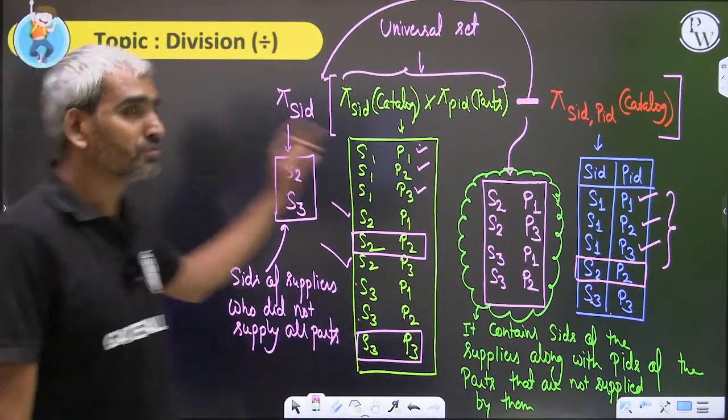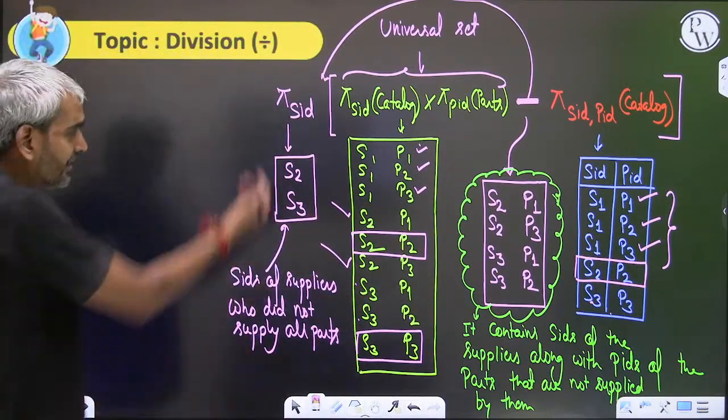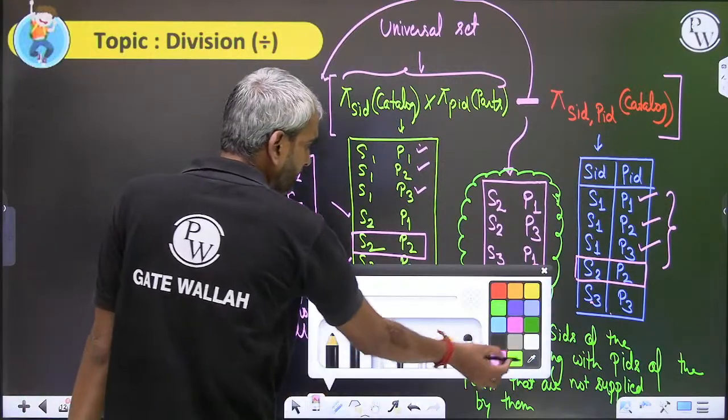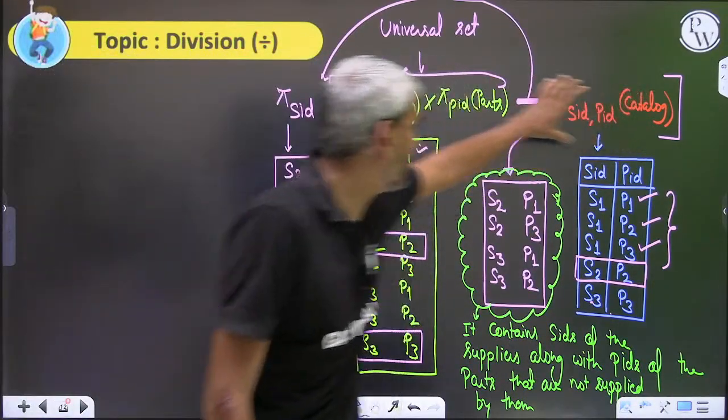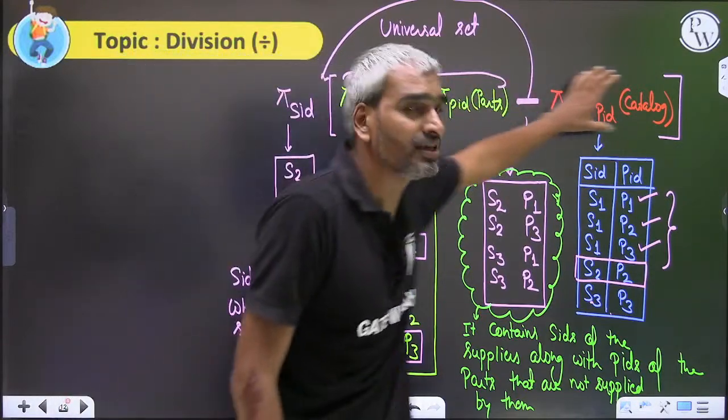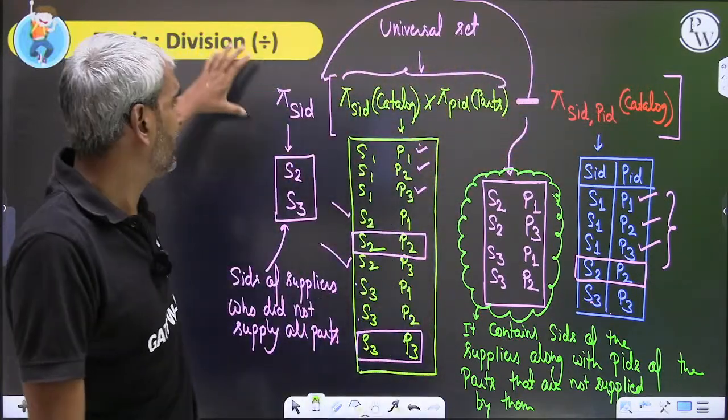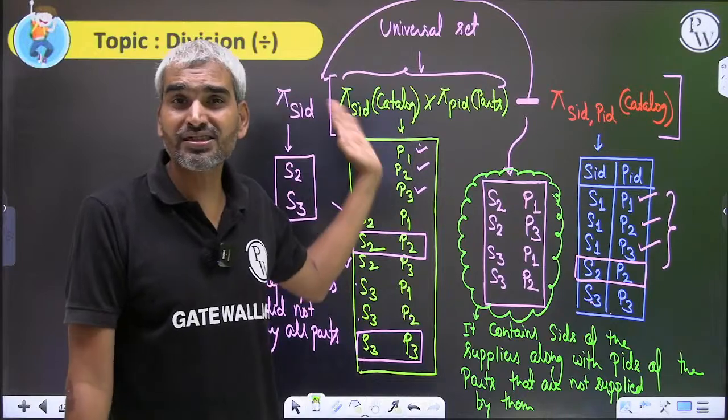So now these are the SIDs of the suppliers who did not supply all parts. No matter, please look at this. Did we use any information related to P1, P2, P3 or S1, S2, S3 while writing this query? No, sir. So this is a generic query.